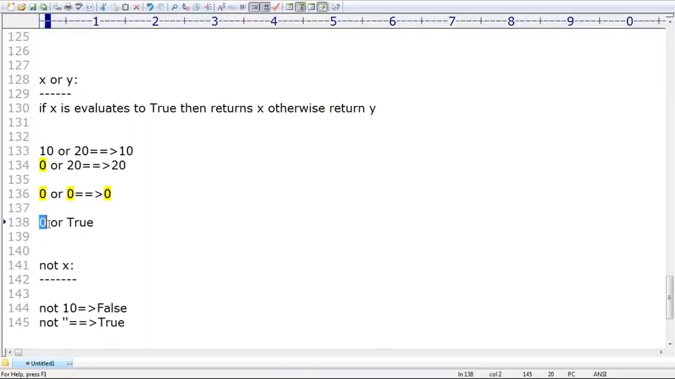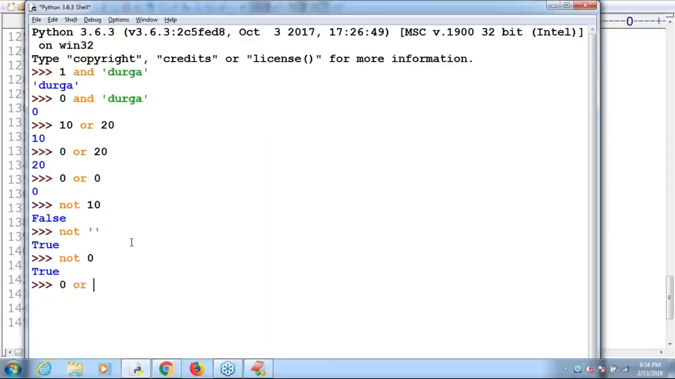Sir, is the first one true or false? If the first one is false, then consider the second value. What is the second value? True. Okay, 0 or true, true is the answer. Clear? Are you able to understand, right? Okay, that's all, sir.